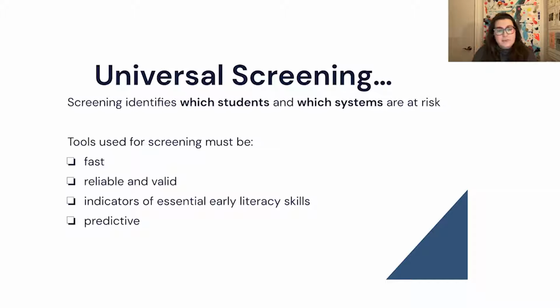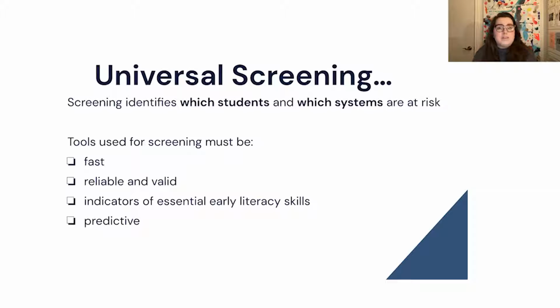So first and foremost, what is universal screening and what purpose does it serve? Universal screening is a brief process done with all students. That's the universal part. And the purpose is to identify which students and which systems are at risk. So we're looking at the individual student level and also at the systems level.